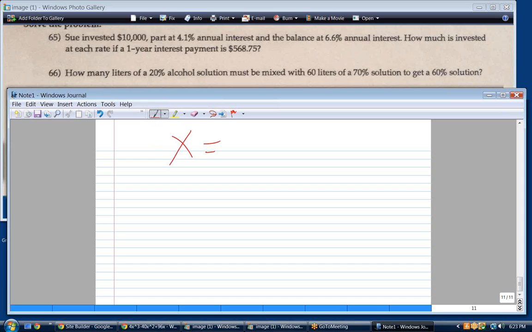So X can be... always look to their question. How many liters of the 20% alcohol solution do we have to mix together? Then we're going to let X equal the number of liters of that 20% solution.